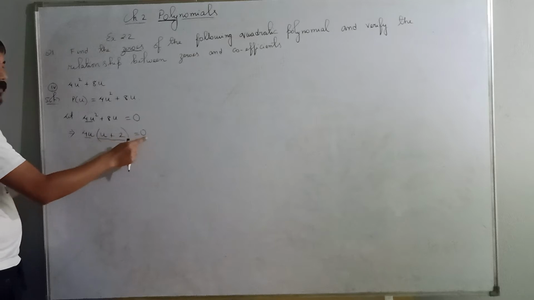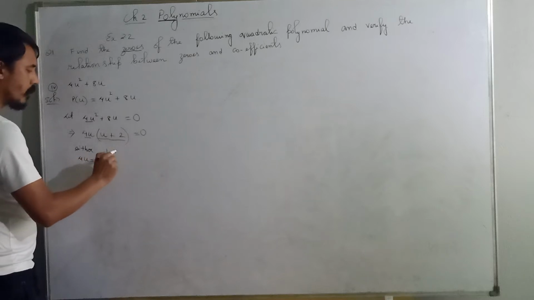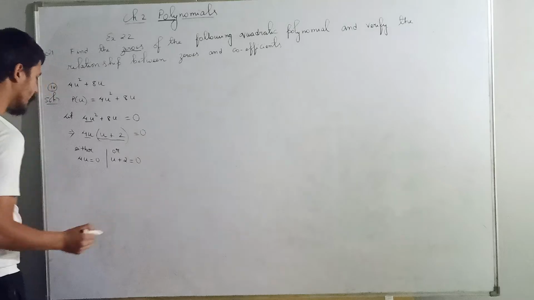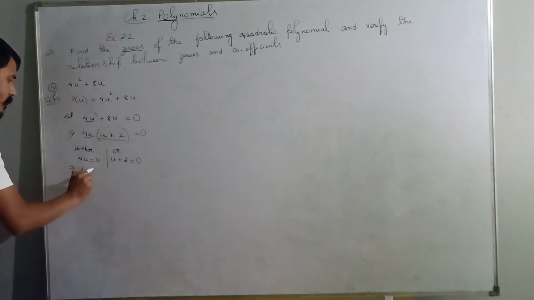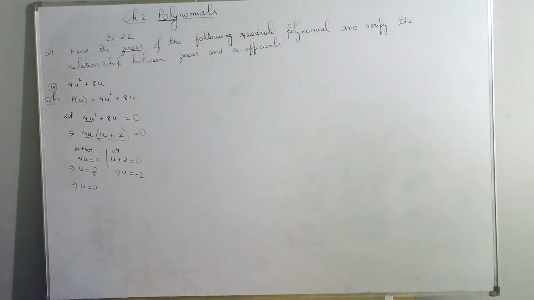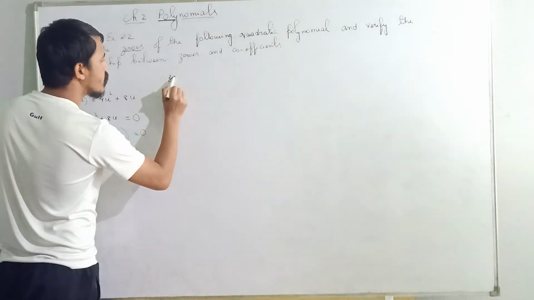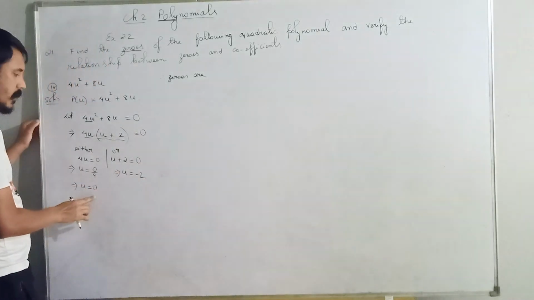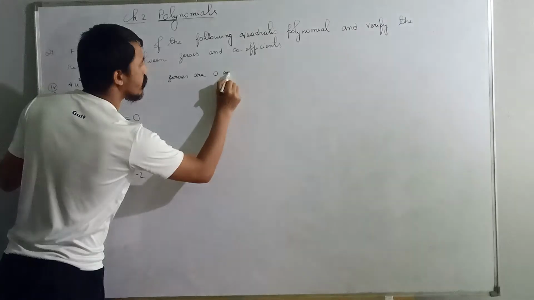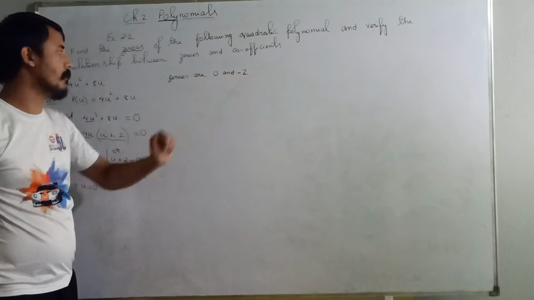So the product of two terms is 0, which means either your first term is 0 or your second term is 0. 4u is 0 implies u is equal to 0 upon 4, so this gives you u as 0. u plus 2 is 0 implies u will be equal to minus 2. So the values of u are 0 and minus 2. These values of u are known as the zeros of your polynomial. Therefore, zeros are 0 and minus 2.